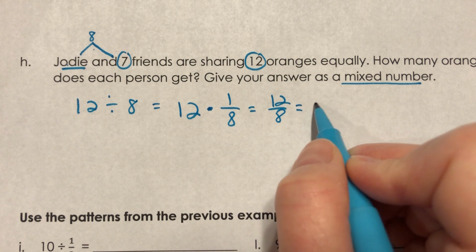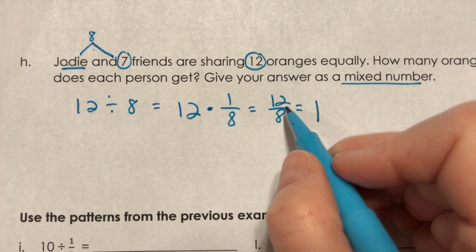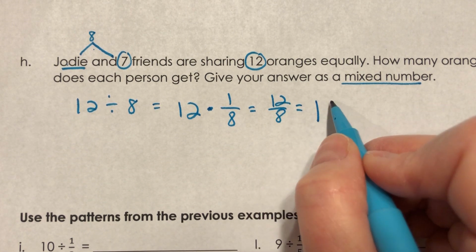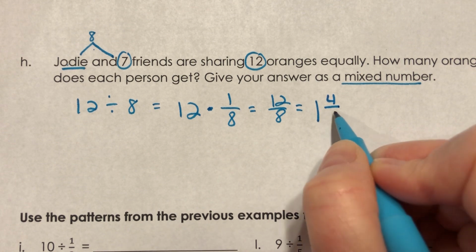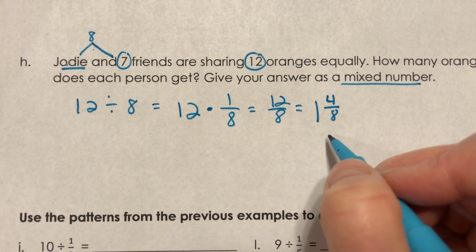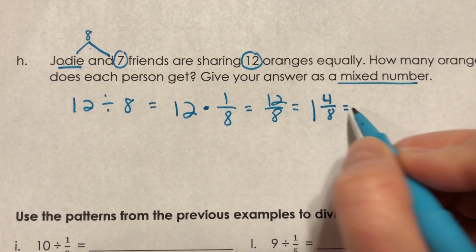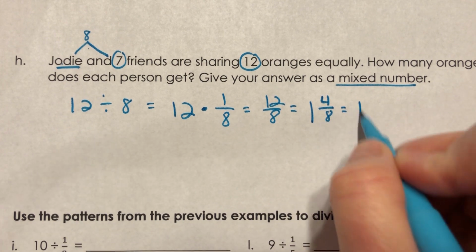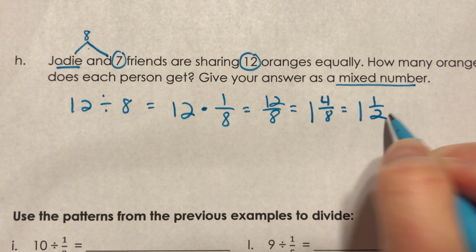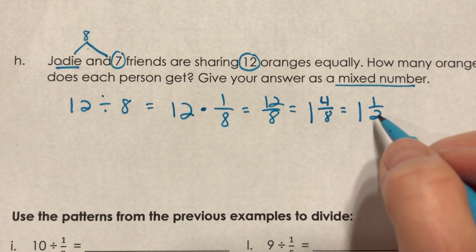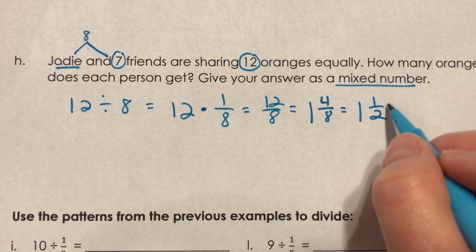So 8 goes into 12 one time. And I'm at 8, right? 8 times 1 is 8. 8 plus 4 is 12. So that's my numerator. And my denominator stays the same. And maybe that 4/8 is just screaming out at you. My eyes! Yes, I know. It's not 4/8, it's 1/2. So 1 and 1/2. So each person would get 1 and 1/2 oranges.